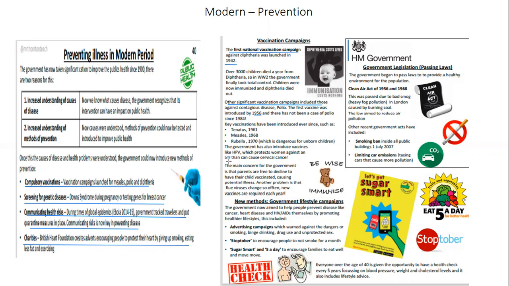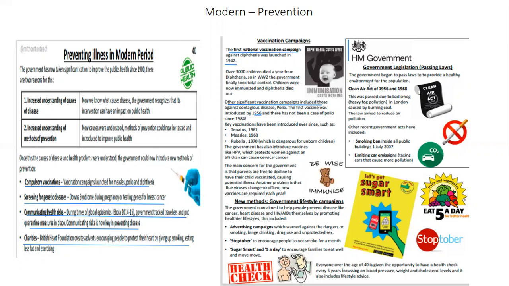But the main concern for government is that parents are free to decline having their child vaccinated, causing potential illness. Another problem is that some vaccinations, like the flu vaccine, have to be changed every year because the germ changes and makes vaccination sometimes less effective. You can obviously tell with the modern day that the government have had a big part to play in making sure that the vaccination campaign for COVID happens, with 20 million people being vaccinated within about 8-9 weeks of it first becoming a thing.